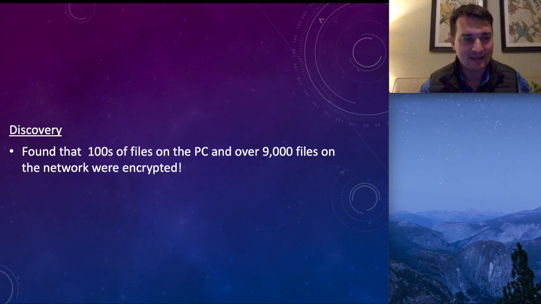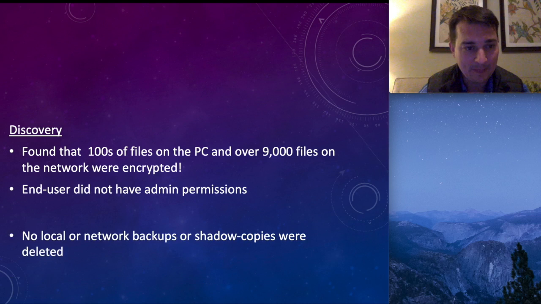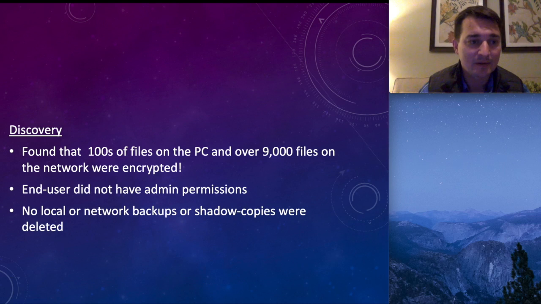So after investigating this a little bit further, 100 files on this person's PC and over 9,000 files on the network were encrypted. So not very happy at that moment when I found out that had happened. The end user did not have administrative privileges at all with that account, so it could have been a lot worse. No local or network backups or shadow copies were deleted, which was one of the first things I checked.